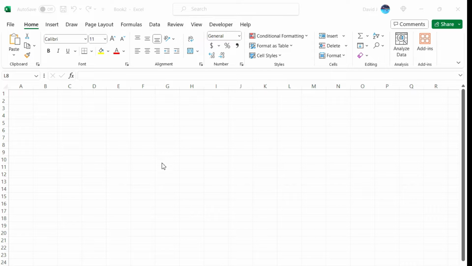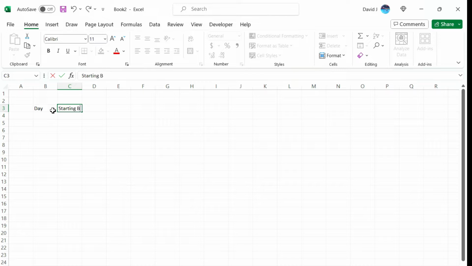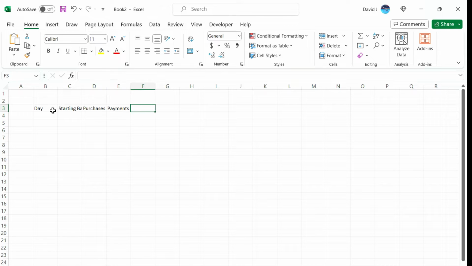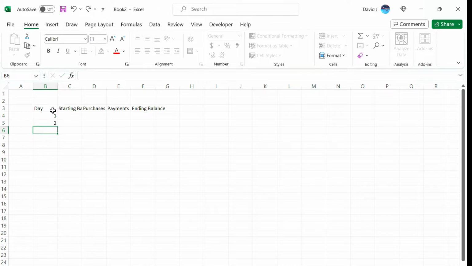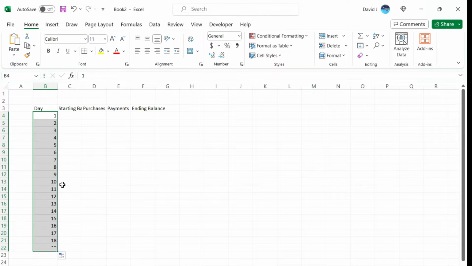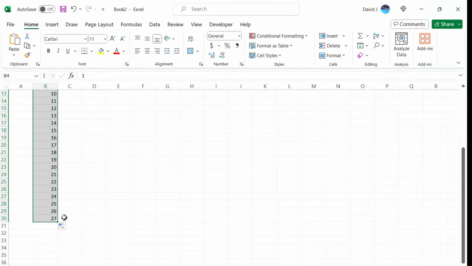And I'm going to start with creating that table that I had set up. So the key thing when you're calculating your interest charges, you want to be able to also track your balances. So I'm going to have a place for starting balance, purchases, payments, and ending balance. And so assuming that there's 30 days in your monthly cycle, in your billing cycle, I'm just going to fill this in so we could easily track the day. So copy this down until we get to 30.